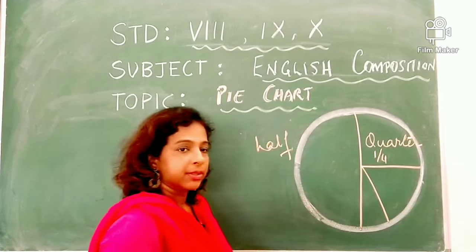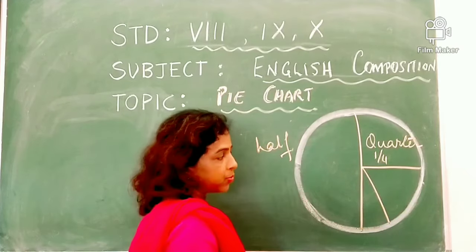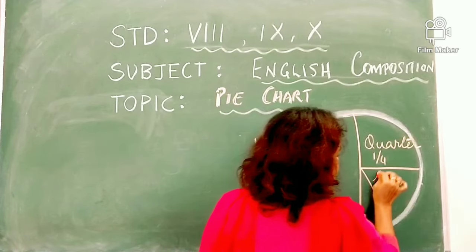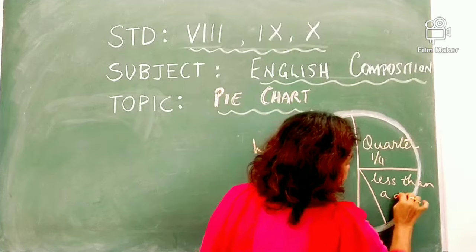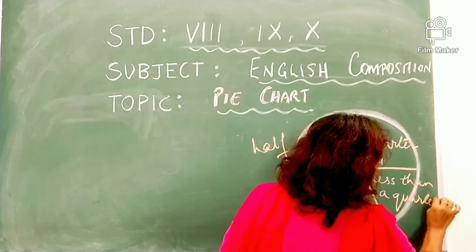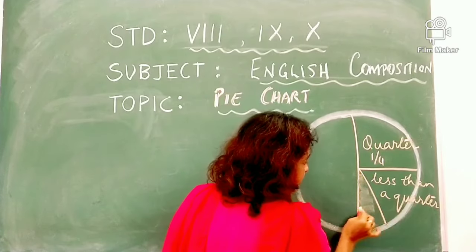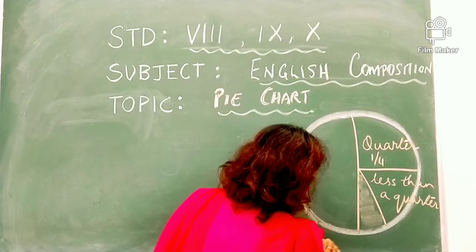So I draw another line here. Now this cannot be called a quarter, neither can this be called a quarter. So we'll give it another name. Okay, so in this case I will write here less than a quarter. Okay, so this is less than a quarter, then what will this become? You need to give this a name as well, right? So we'll call this a small minority.